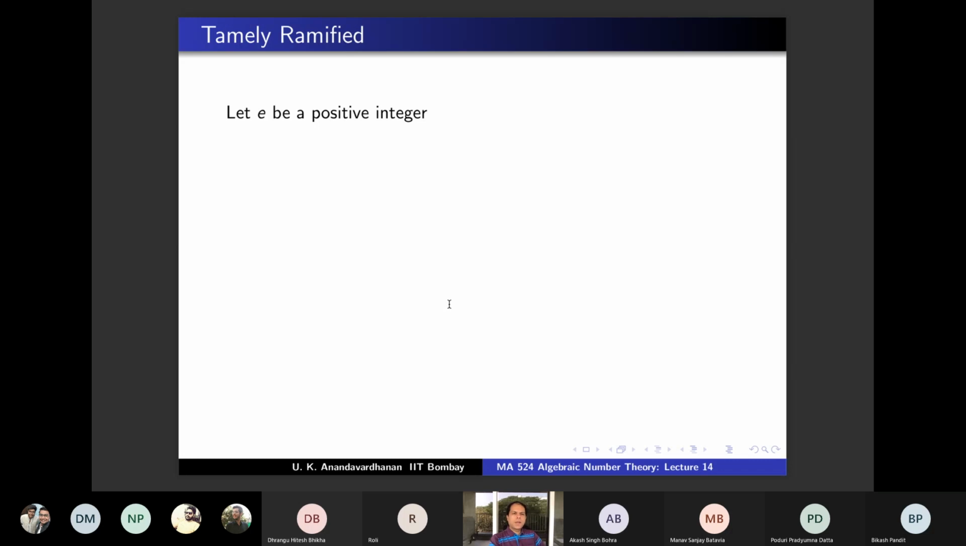Okay, so let's do tamely ramified now. I'm going to prove a small lemma first, and then we will classify tamely ramified extensions. Let e be a positive integer not divisible by p. What is p here? p is the characteristic of the residue field. In number theory, for us the characteristic of the residue field is going to be a positive p. But even if it's 0, then everything is tamely ramified. So p could be 0 also, generally.